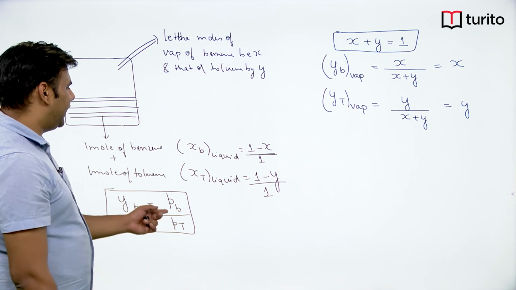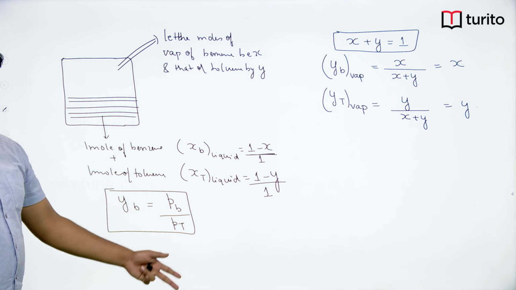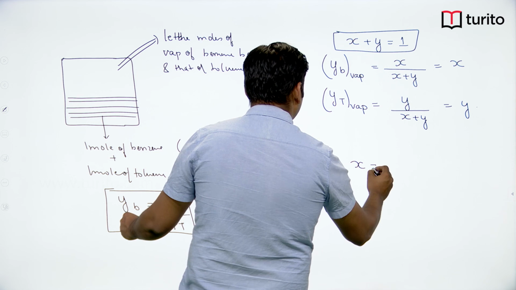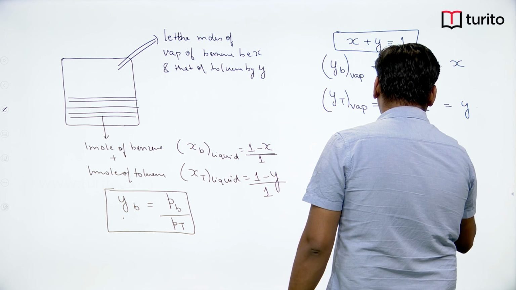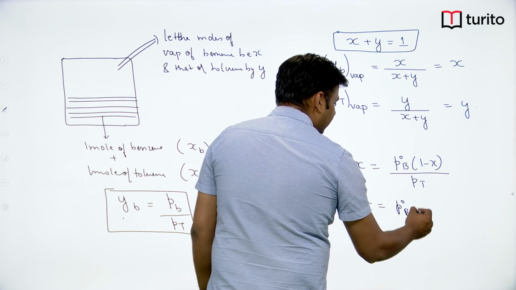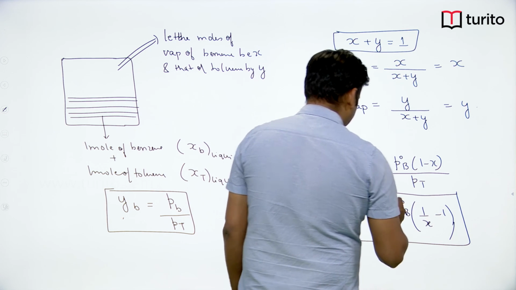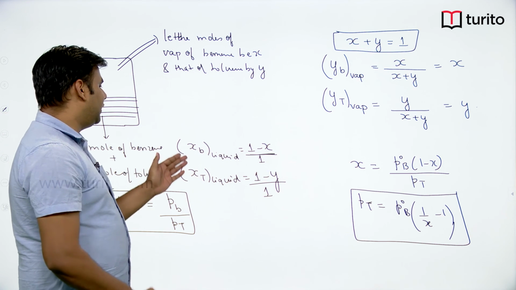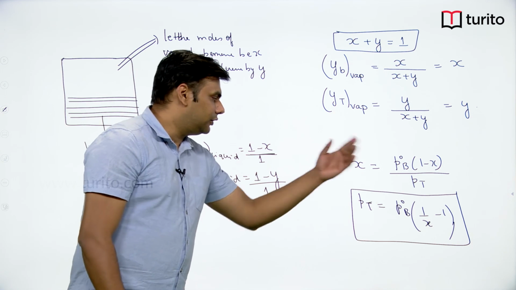So you have to put the value of PB as P naught B into XB. The total pressure we know, you can calculate the total pressure. So we'll say that YB is equal to X, and PB is equal to P naught B into 1 minus X upon PT. So I can write PT as P naught B into (1 by X minus 1). If you put the value of PT as P naught benzene into X of benzene plus P naught of toluene into X of toluene, you will get the value of PT, and then you can use the equation and find it out.